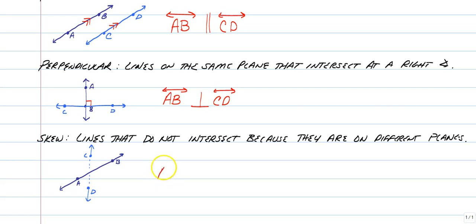Now there's no fancy symbol for that. We would just say AB is skew to line CD. No symbol to know for that. It's just because it's very tricky to talk about skew lines when you're in a two-dimensional piece of paper.